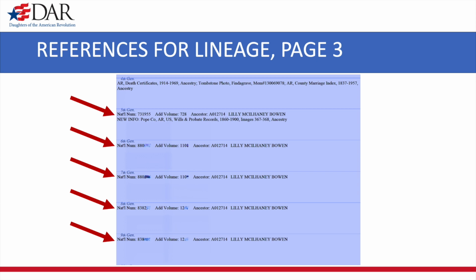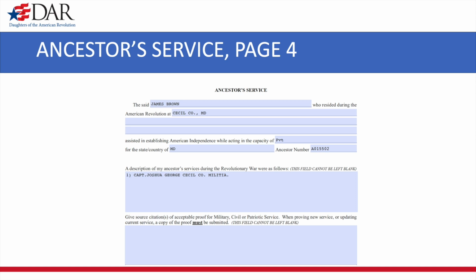Shown here is an example of where multiple members are cited for each appropriate generation using the most recent application for each generation. Here is page 4 of the application. On this page, you must check the section for the ancestor's service. This application has no source of service listed for this ancestor. You will need to search for a record that will verify his service rank and service description.